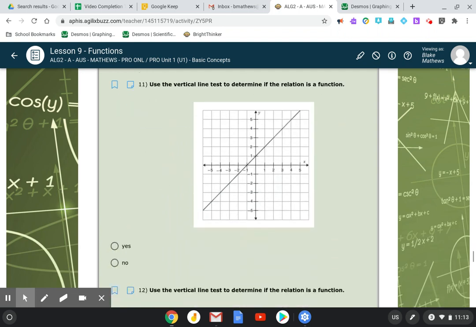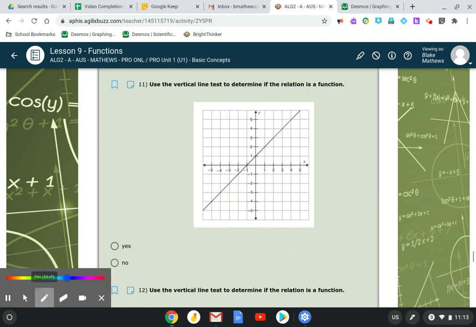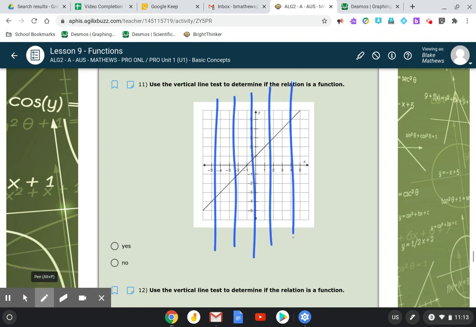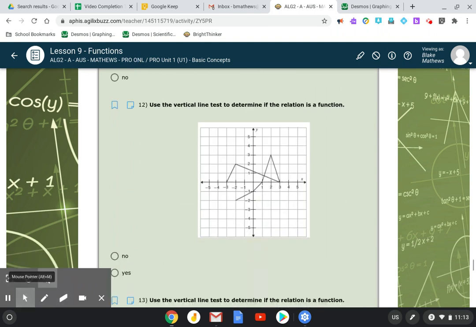All right, I won't spend a lot of time on this, but there is a way to test whether or not something is a function by looking at the graph. Quite simply, if you can draw a vertical line through the graph and it touches the graph twice, then it is not a function. Functions only have one touch with vertical lines. So this would be a function. Use the vertical line test: draw a vertical line and see whether or not it touches the graph in more than one place.